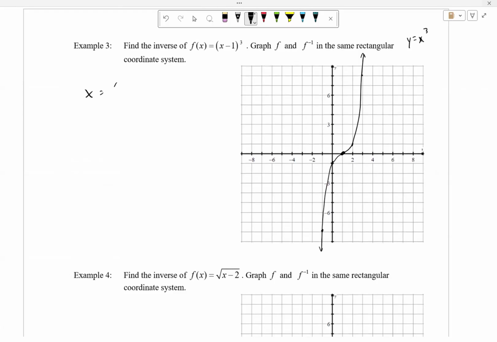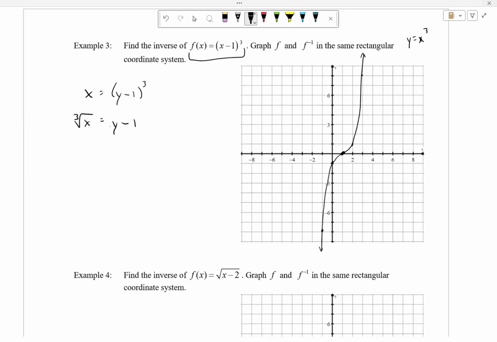So I'll start off with x equals y minus 1 cubed. Do you mind if I start off there? Okay. Well, that's how we started off. That's our basic function. And then I already switched to x and y. Exactly. So we have cube root of x equals y minus 1.